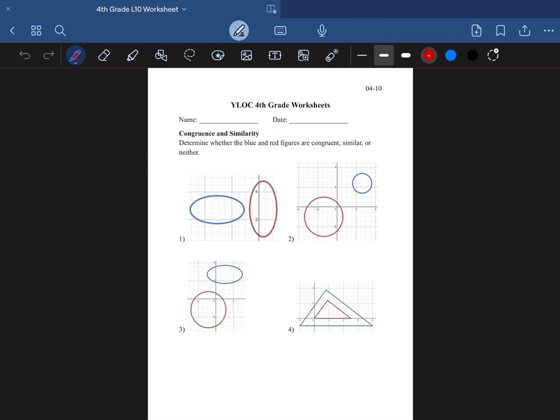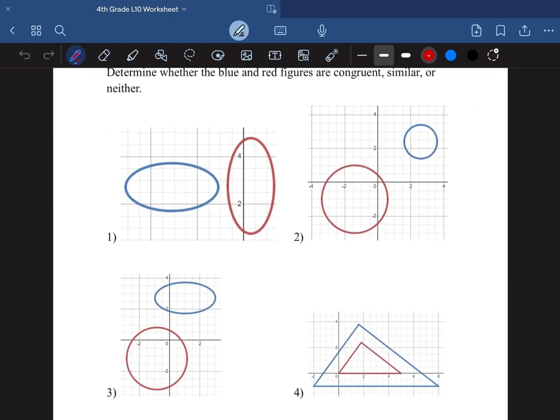This is the 4th grade Lesson 10 worksheet. Congruence and similarity. Determine whether the blue and red figures are congruent, similar, or neither. So, number 1, we can see that the blue and red figures are both the same shape and are the same size. So they would be congruent.